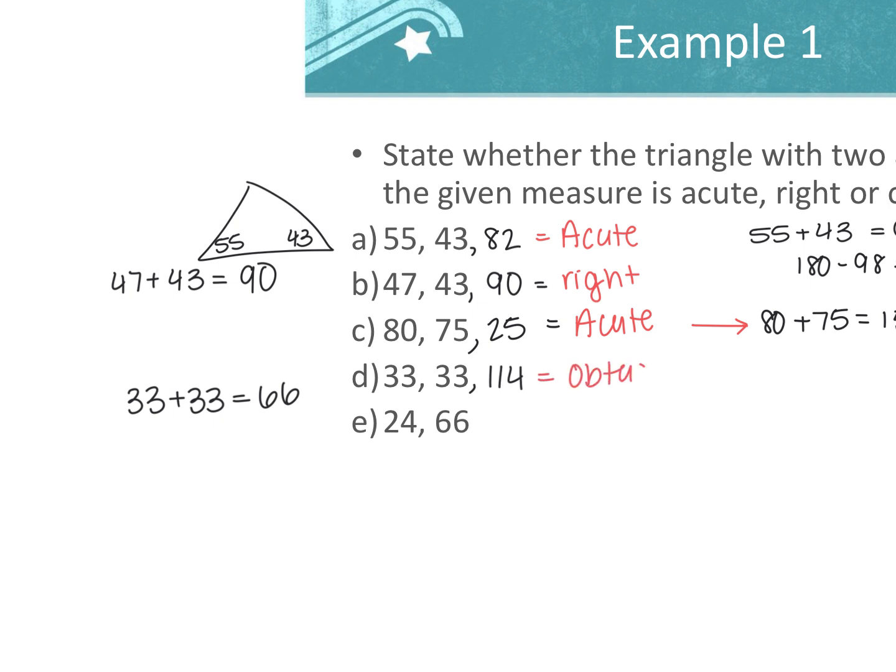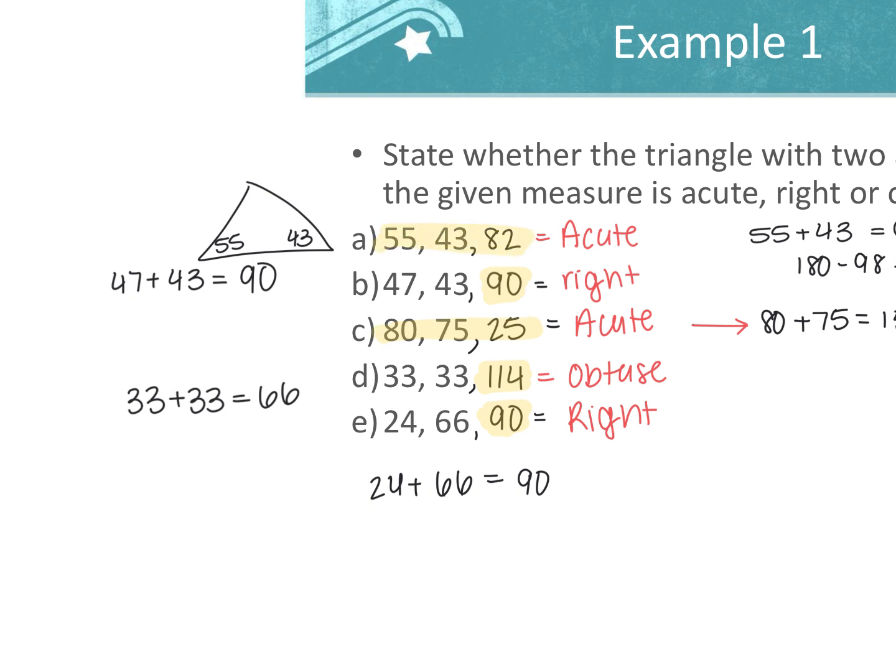Obtuse. And then my last one, E, if I add 24 plus 66, what would that equal? 90, making my third angle 90 degrees because 90 and 90 is 180. This would be a right triangle. Keep in mind for obtuse and right, you only have to have one angle that's obtuse for obtuse, and you only have to have one angle that's 90 degrees. Acute, they all have to be smaller than 90. So please be aware of that.